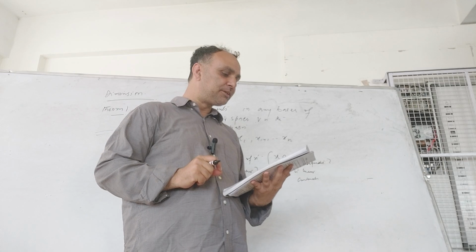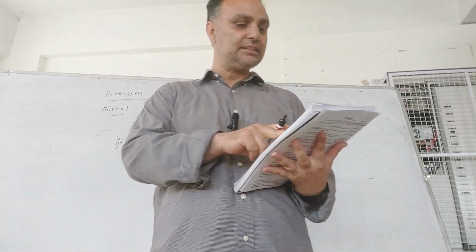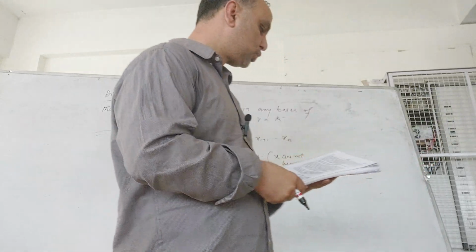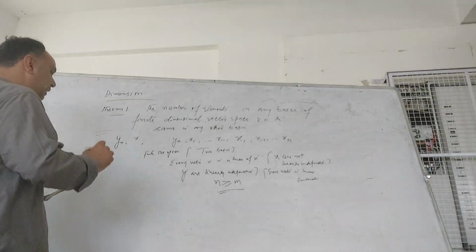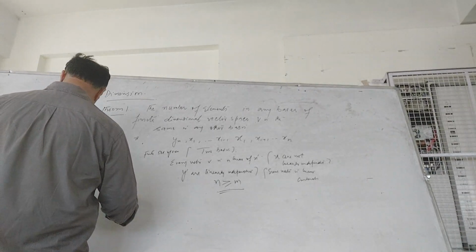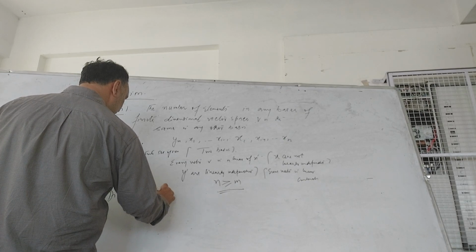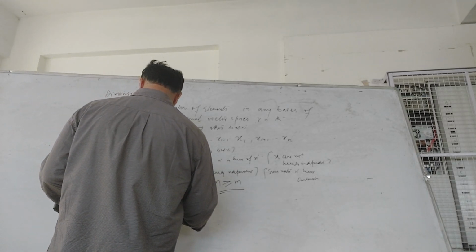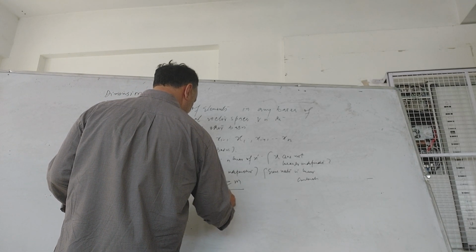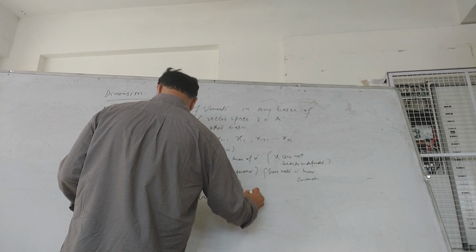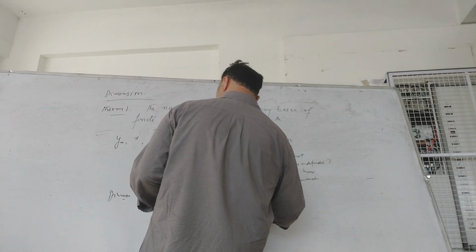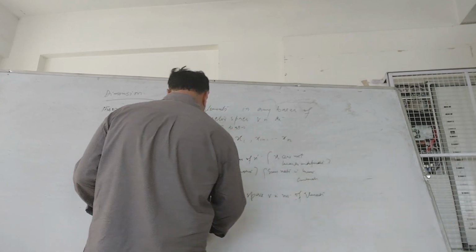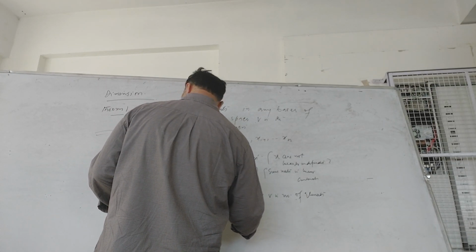Now there comes the definition. The dimension of a finite dimensional vector space V is the number of elements in a basis of V.